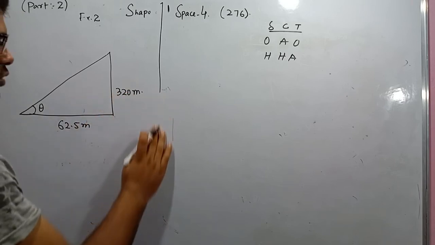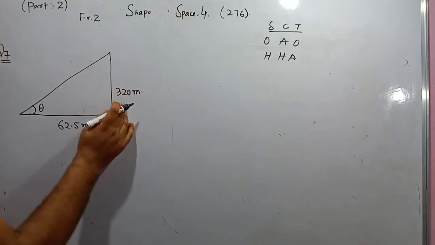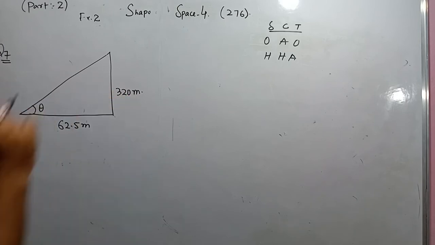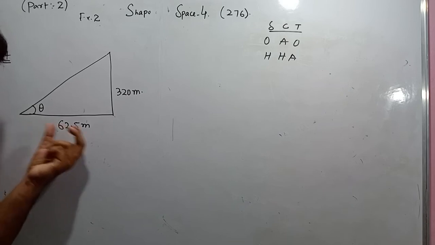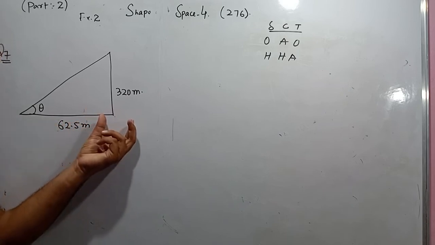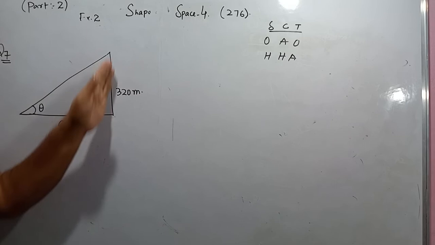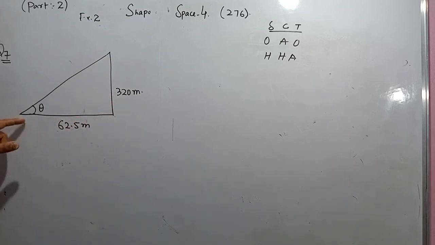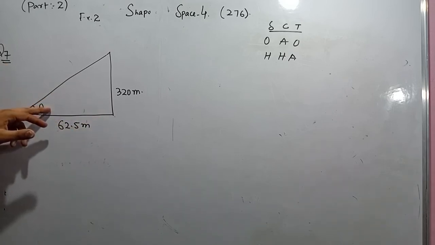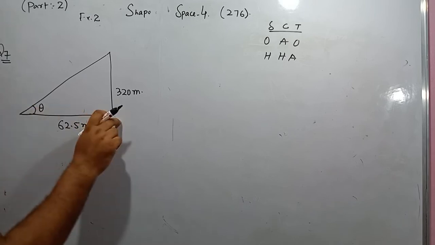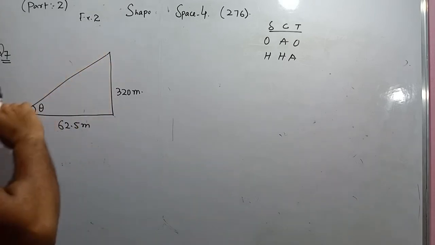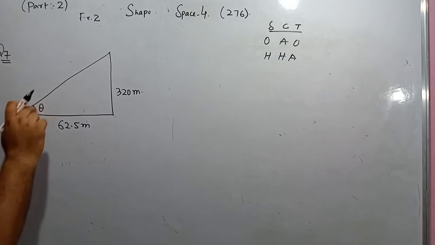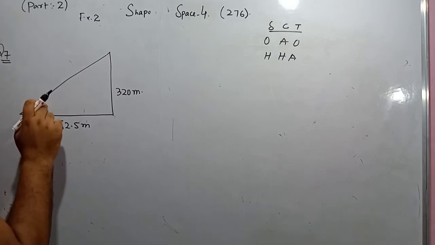320-meter high. So we have to deal with this only. This is 320-meter high, and the coin falls at a distance of 62.5 meter from this structure. Here the coin falls, and here the distance is 62.5 meter. Here this is the angle of elevation. You can see this is the horizontal, and this is the line of sight, and this is the angle of elevation. We need to find this.